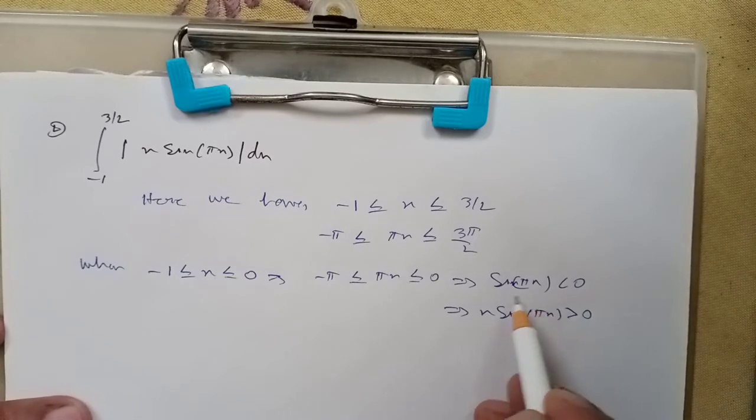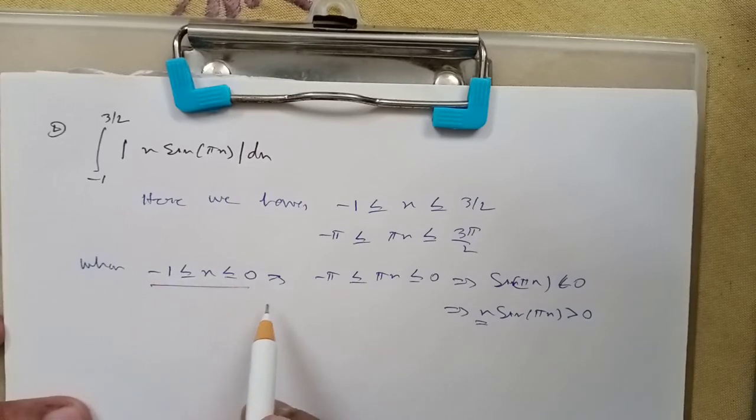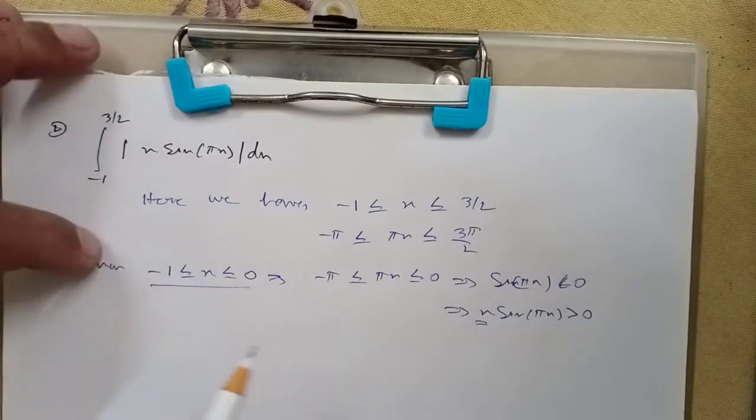Why? Because sin pi x is negative, and x is negative, because x lies between -1 to 0. So negative into negative is positive. So x sin pi x becomes positive in the interval -1 to 0. Okay. Next we take 0 to 1.